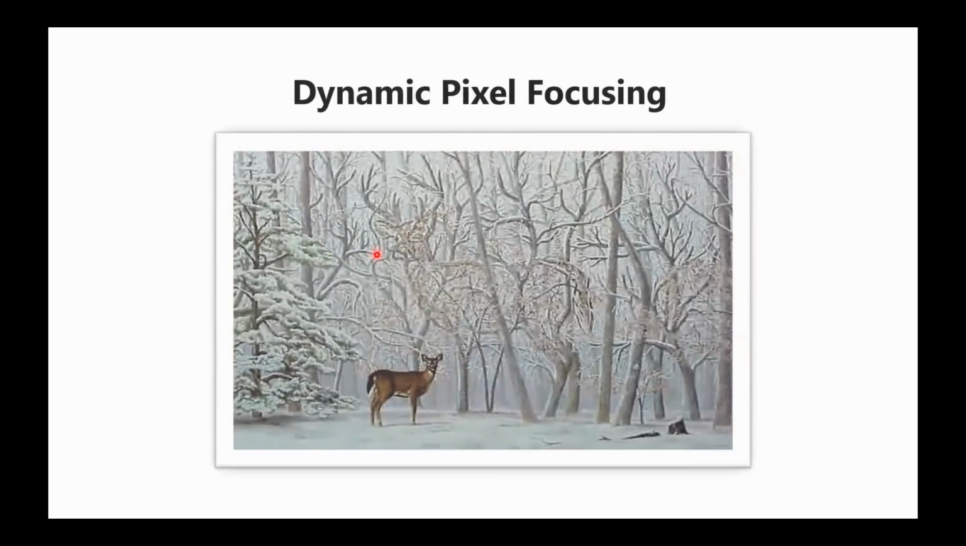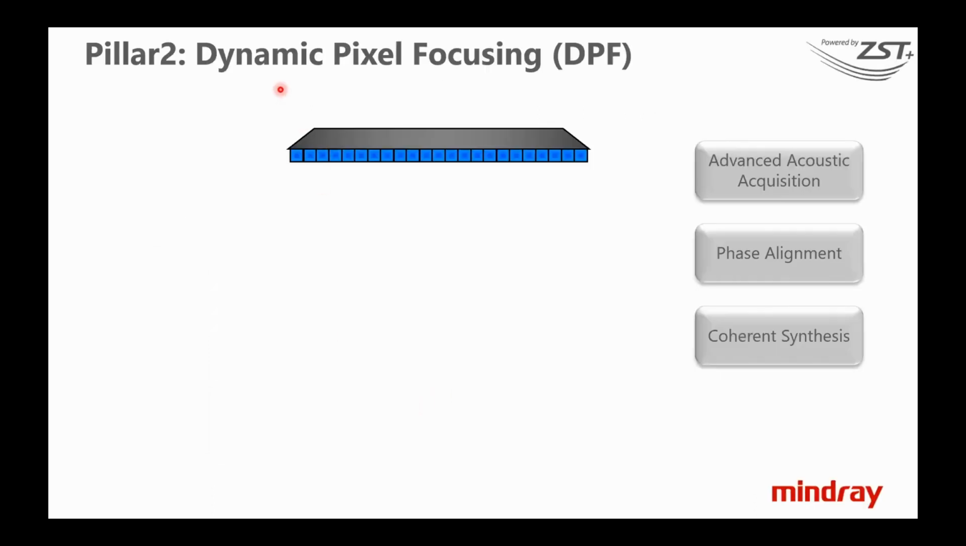So we can use dynamic pixel focusing. If we use dynamic pixel focusing, the whole image will be high resolution and more focused. So we can use it to get a lot of details. Okay, another explanation for dynamic pixel focusing.